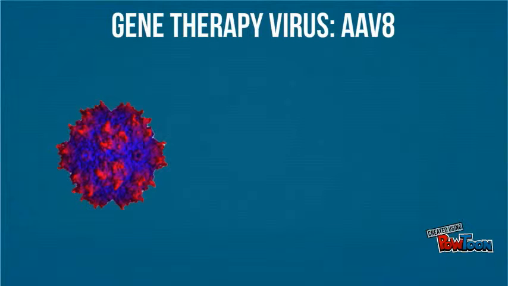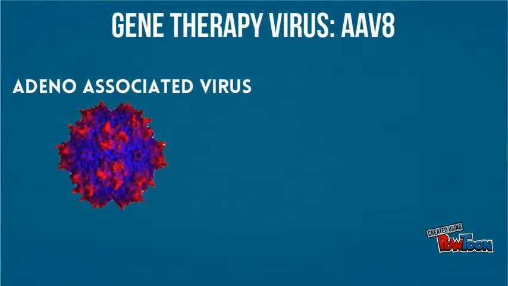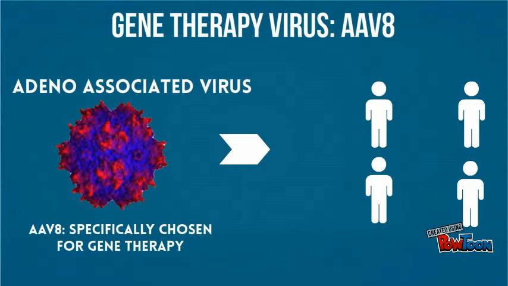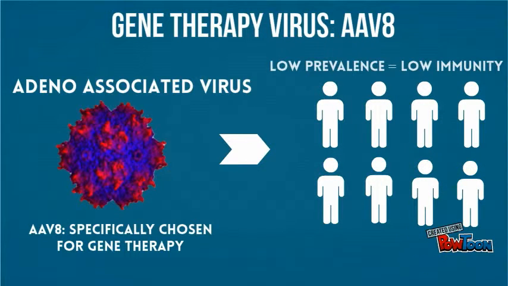AAV8 is an adeno-associated virus, specifically chosen for hemophilia gene therapy due to its low prevalence in humans, resulting in a smaller percentage of patients having prior immunity.